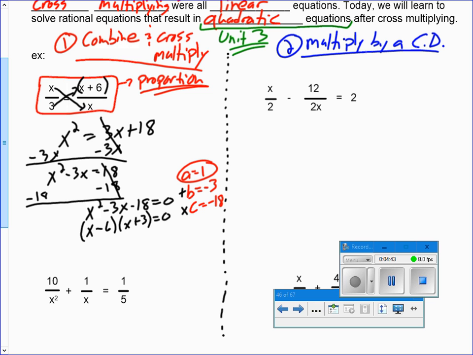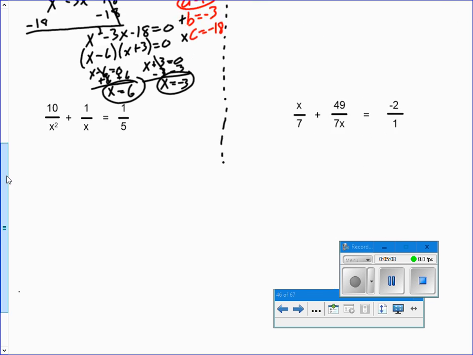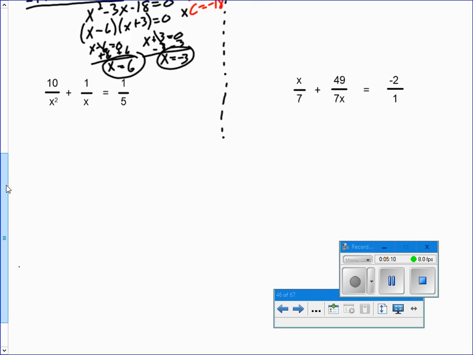Remember, once we get to this step, we're not done yet though. We have our two factors, we don't have our two answers. So we still have to set each factor equal to 0 and solve these little equations. So I have negative 3 as one answer, and a positive 6 as the other. That one was lucky. We already had a proportion. It was already set up to cross multiply.